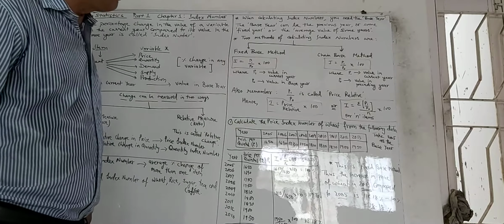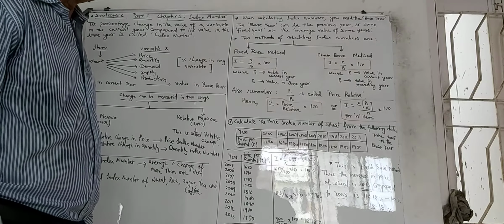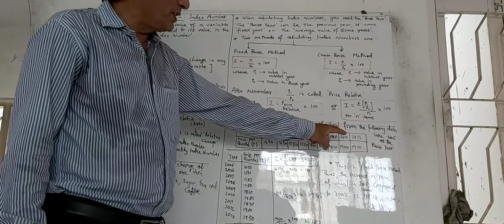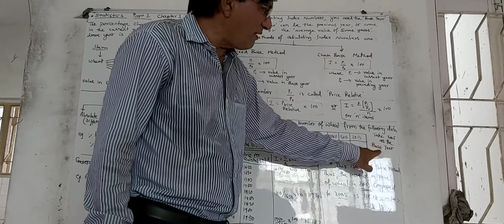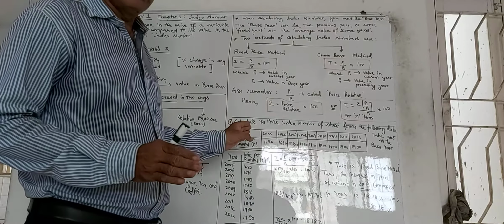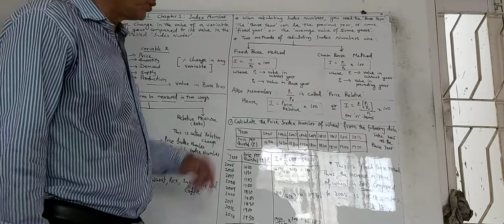Alright, now let's see one example here. Calculate the price index number of wheat from the following data and take 2005 as the base year. So we've got the fixed base method. We are going to solve this problem by the fixed base method because the base year is given. The base year is 2005.